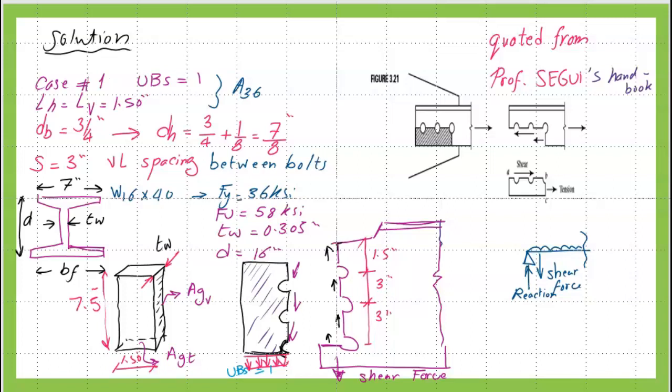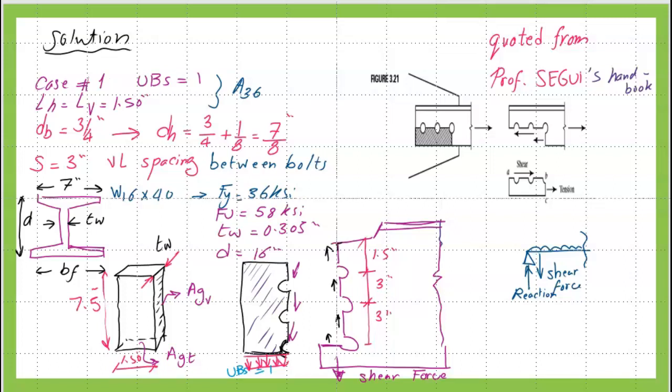The height between the upper edge and the third bolt is equal to 7.5 inches. The hole diameter will be equal to the bolt diameter plus 1/8 inches. Since the bolt diameter is 3/4 inches, then the hole diameter will be 7/8 inches.